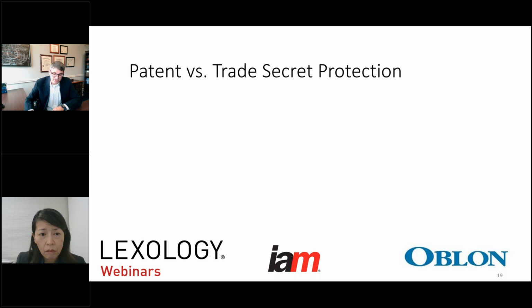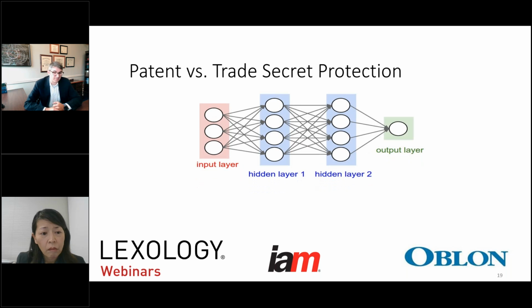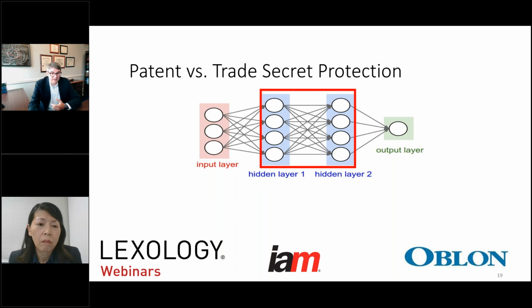So another big issue in AI has always been patent versus trade secret. Historically, a lot of AI is done with software in a black box. And when this is done, it's not always clear that a patent is the best way to protect this invention. We have these potential layers. We have an output layer, we have an input layer, we have these hidden layers, and it's not always clear how the operation of this works, especially from the end user.